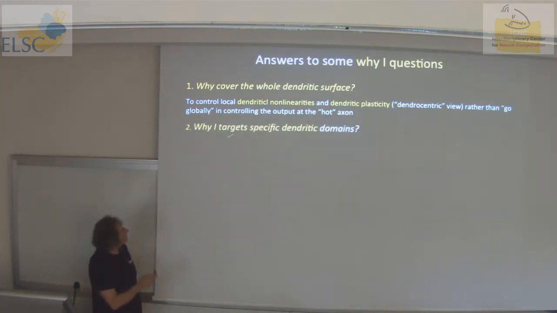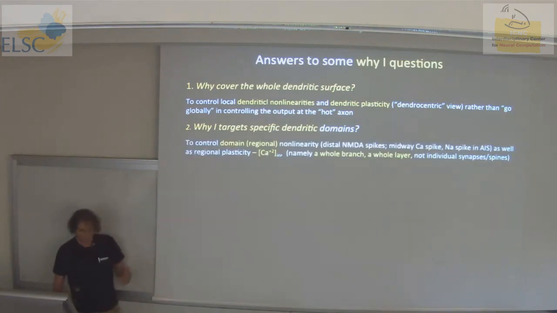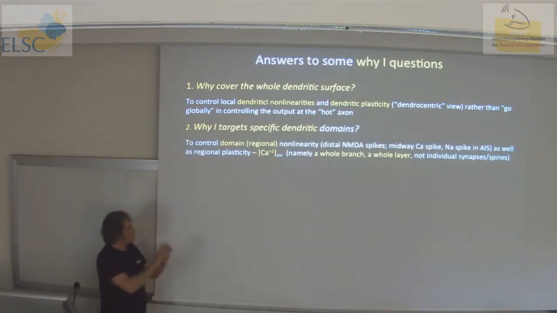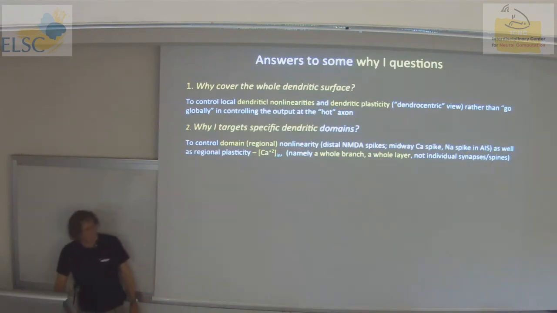Why target specific dendritic domains? I think there is some kind of matching between regional nonlinearity as a global thing. Let's say the calcium spike is mostly at the apical branch of layer 5, then you need to put something locally there, at this particular subset of inhibitory neurons.